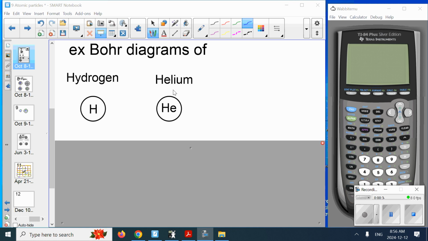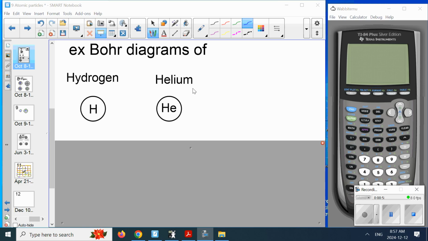The first two elements on the periodic table, a hydrogen atom and a helium atom, we're going to look at. If I take a look at the periodic table, hydrogen has one proton, and neutral hydrogen would have one electron, right? One positive, one negative. This is very easy then.